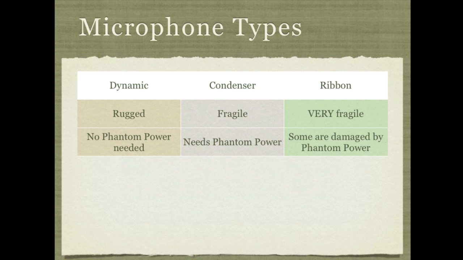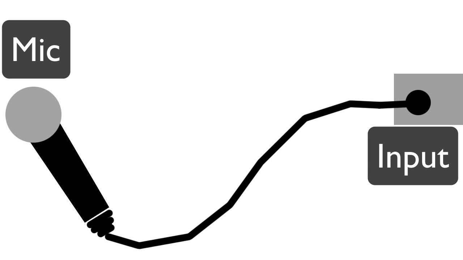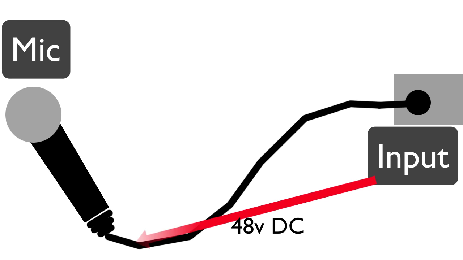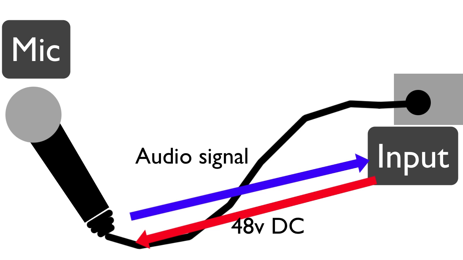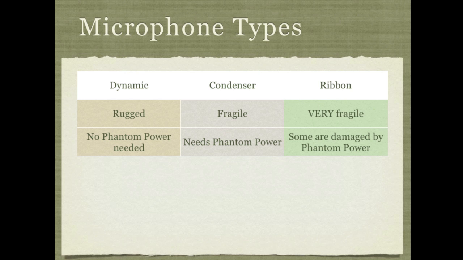Dynamic microphones don't need any phantom power. That's a clever way of putting 48 volts DC along the microphone cable while simultaneously getting the audio down the microphone cable. Condenser mics always need some sort of power supply, either phantom power or some of them have their own power supplies or batteries, things like that. Ribbon microphones are sometimes damaged by phantom power depending on the specific mic. Most modern ones aren't, but older ones can be.